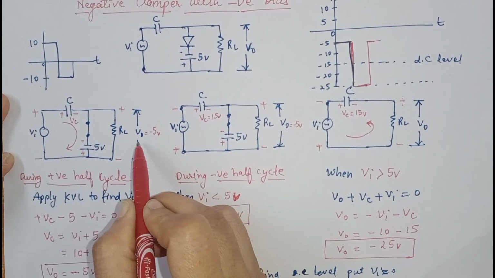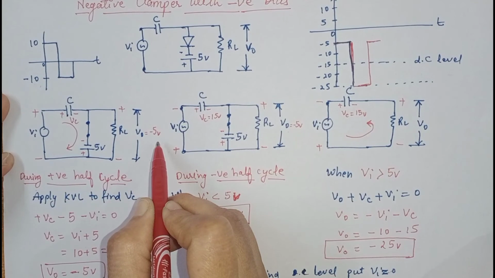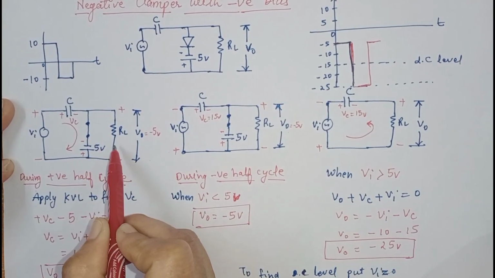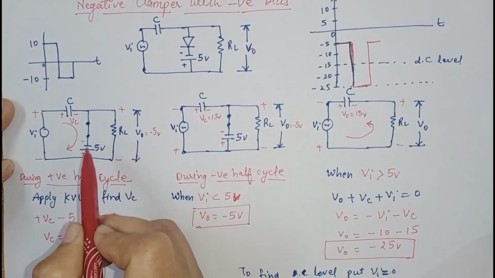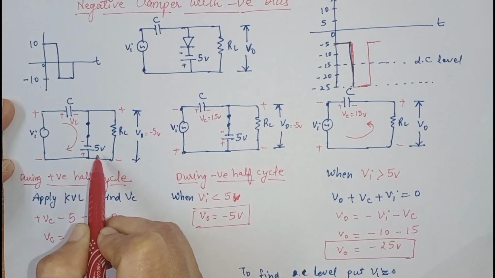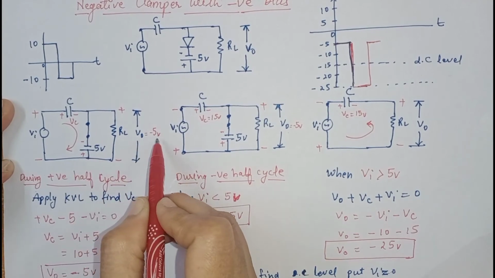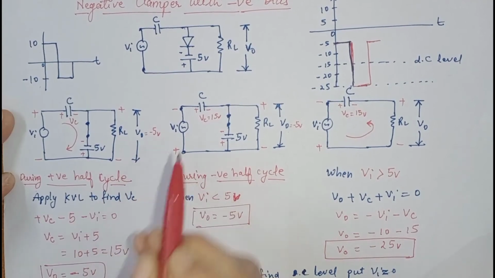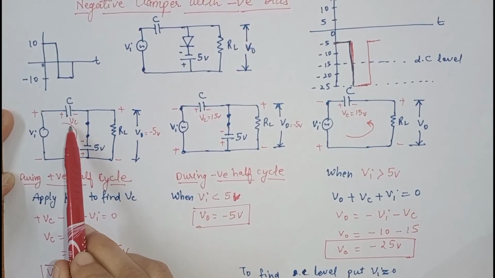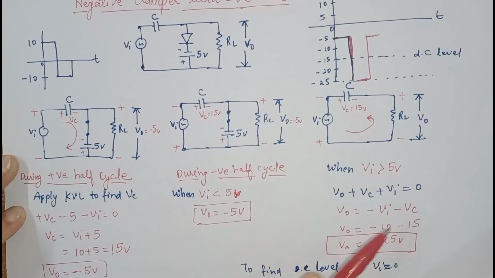In this case the output will be minus 5 volt because these two branches are in parallel, and this is the negative terminal here and this is the positive terminal of this 5 volt. So the output will be minus 5 volt. Now we will find the voltage across this capacitor. We will apply KVL in this loop.